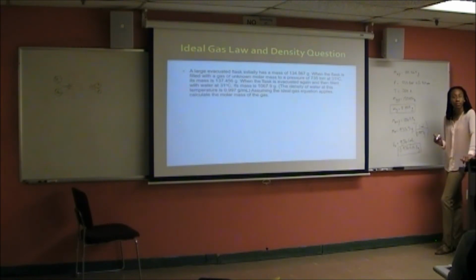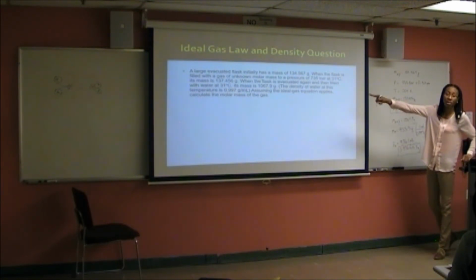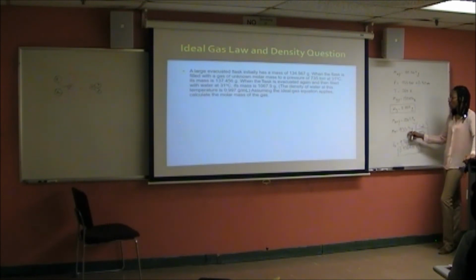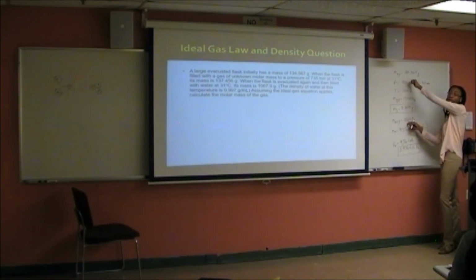How did you get the mass of the water? You subtracted the empty flask from the mass of the water plus the flask, which is given. Oh, okay. So the mass of the water alone, you get by subtracting the empty flask.